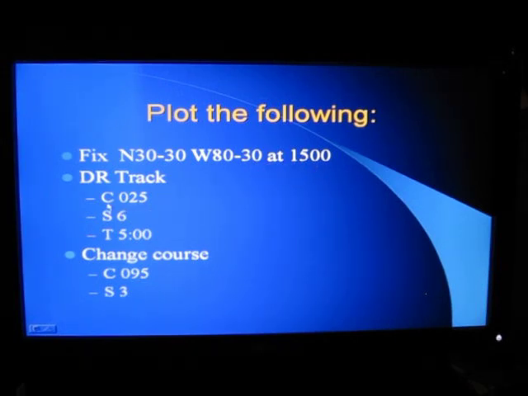We're going to lay out a track, a DR track, beginning at this fix on a course of 025 for 6 knots, and we're going to go for 5 hours. Then we're going to change course to 095 and travel at 3 knots. You notice there's no time, so we're just going to lay this out as a DR track.